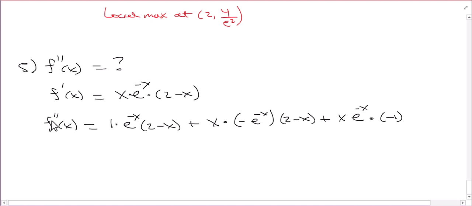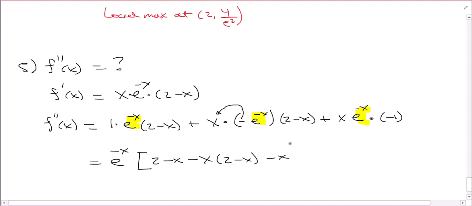And is there anything we can take out? We can definitely take out the e to the minus x from all 3 terms. So let's start with that. So e to the minus x, and let me make that a bracket. So I'll have the 2 minus x plus, actually minus, right? Because we have this negative here. So negative times x becomes a negative x, 2 minus x, leave that in parentheses, and then minus x.